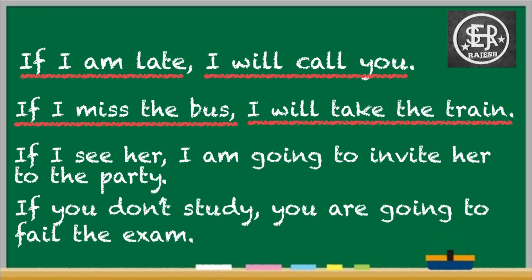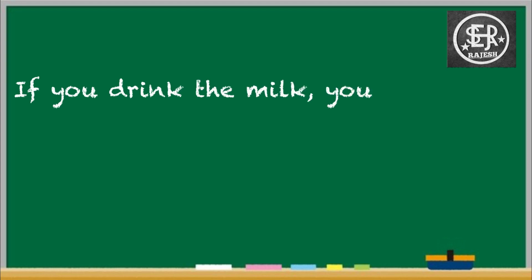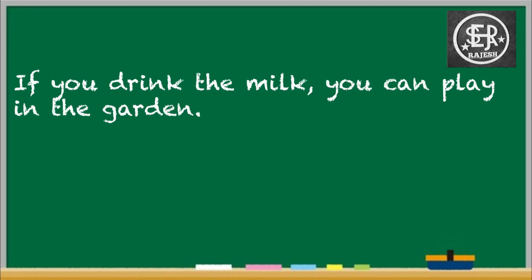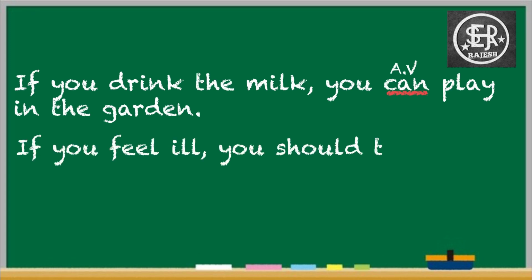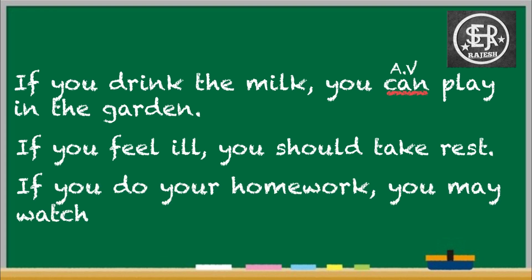Now we can say the result like this, using modals. If you drink the milk, you can play in the garden. Here, can is a modal auxiliary verb. Similarly, we can give advice using should. If you feel ill, you should take rest. If you do your homework, you may watch TV. In this way, we can say conditional sentences by using modal auxiliary verbs in the result or main clause.